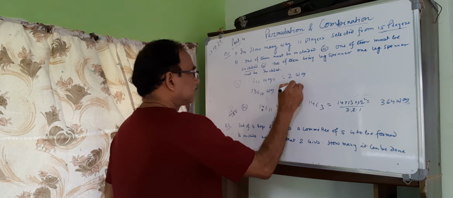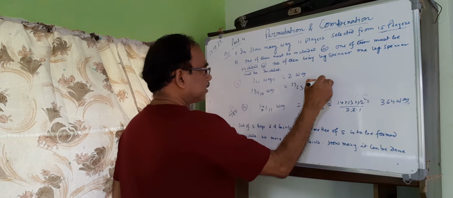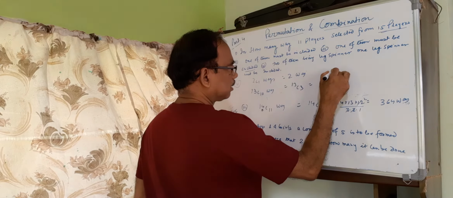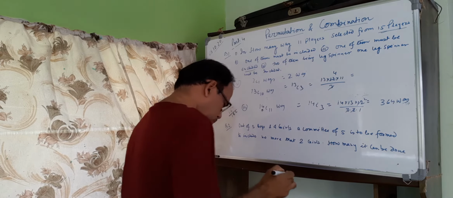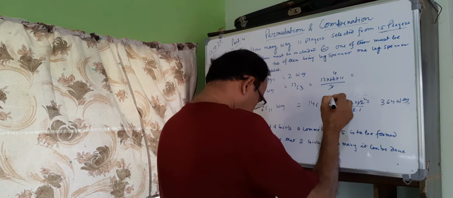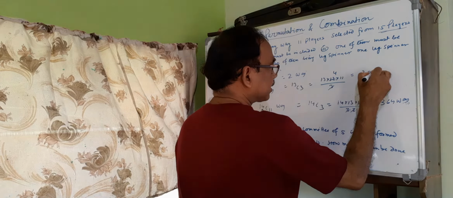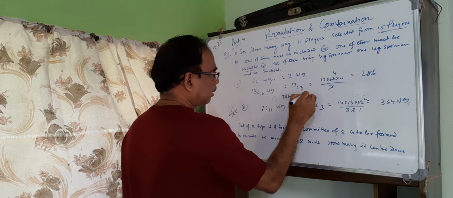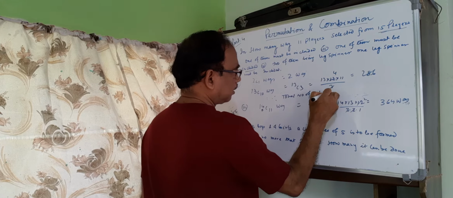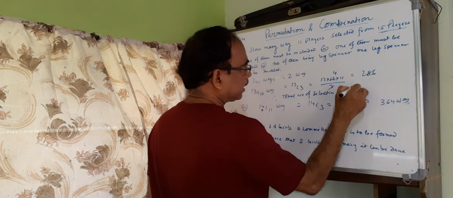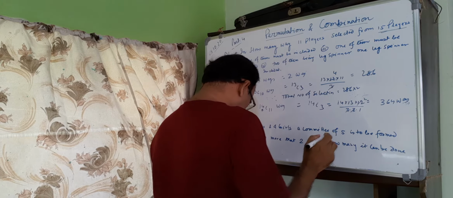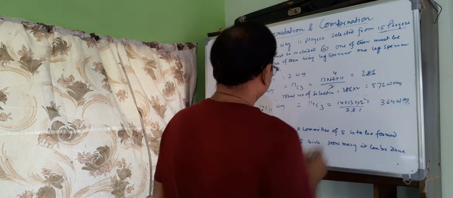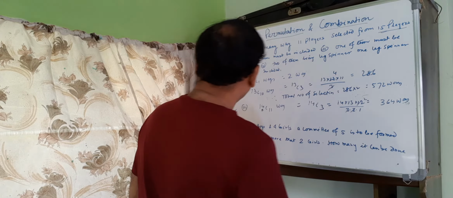That is 13C3, that is 13 into 12 into 11 by 3, that is 13 into 44. 13 into 44 is 286. Therefore, total number of selections is 286 into 2, that is 572 ways. That's all.